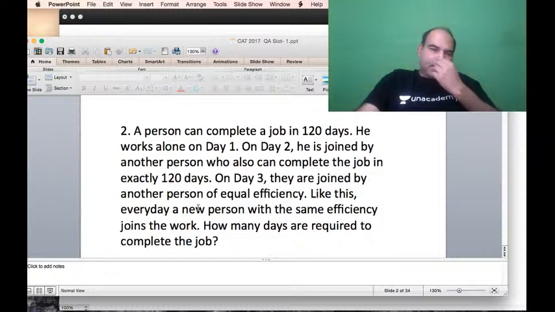A person can complete a job in 120 days. He works alone on day 1. On day 2 he is joined by another person who also can complete the job in 120 days exactly. On day 3 they are joined by another person of equal efficiency. Like this, every day a new person with the same efficiency joins the work. How many days are required to complete the job?